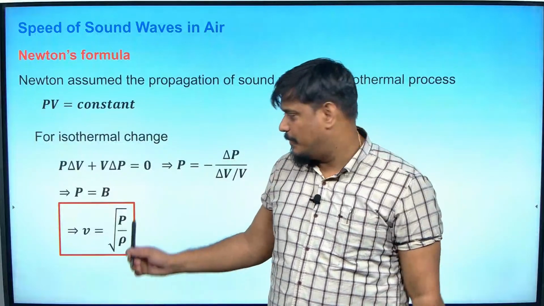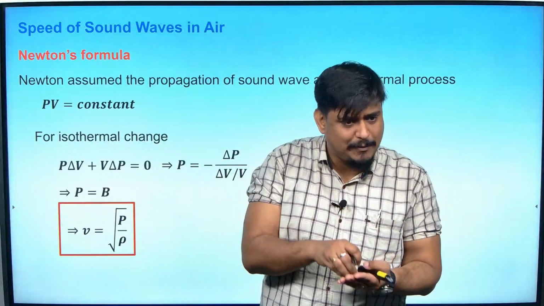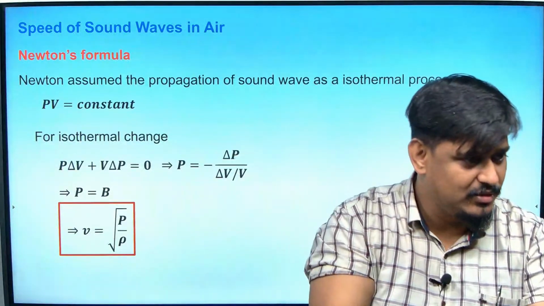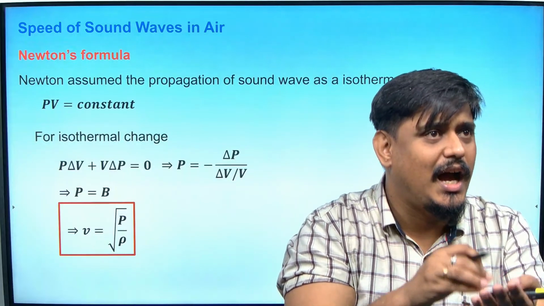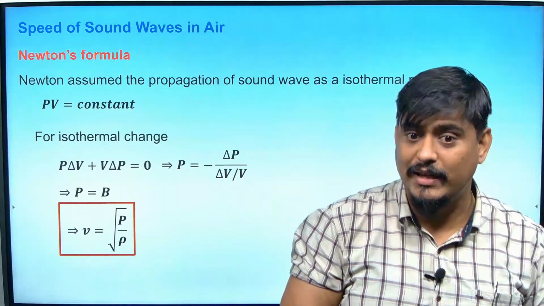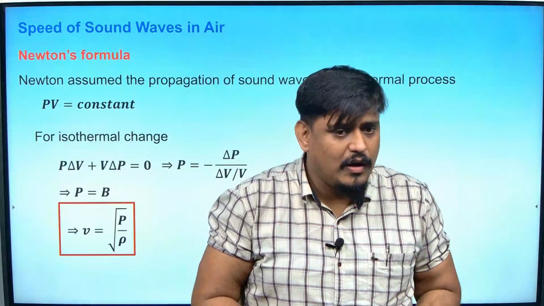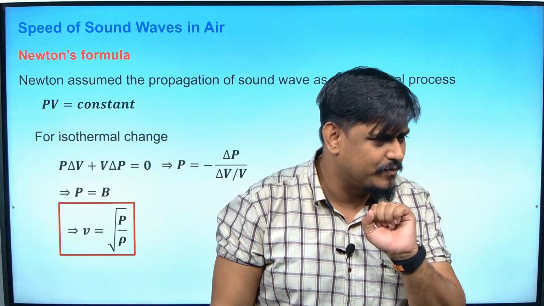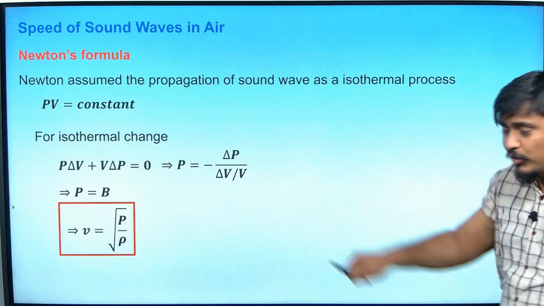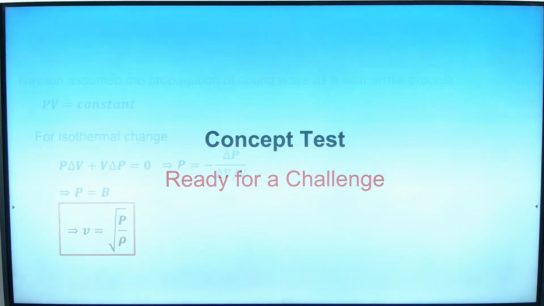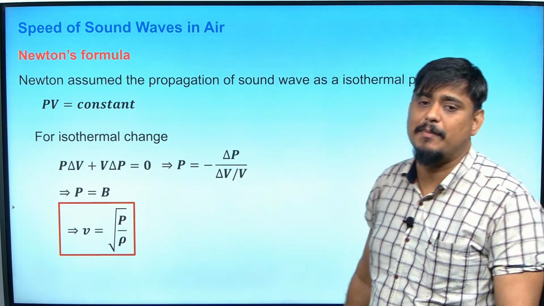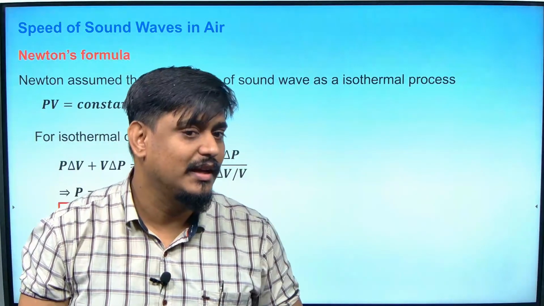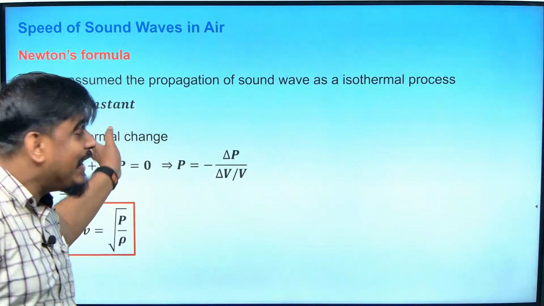Get my point? Because normal conditions, what is the atmospheric pressure we have? And what is the density of medium, that is density of air? If I put these two values, I should be getting velocity of sound in air. We already know velocity of sound in air is approximately 330-340 meter per second. But when we put in this formula and find the value of velocity, then we will not be getting 330 meter per second. We will be getting 280-270 meter per second only. That is where Newton's formula failed for this longitudinal wave.